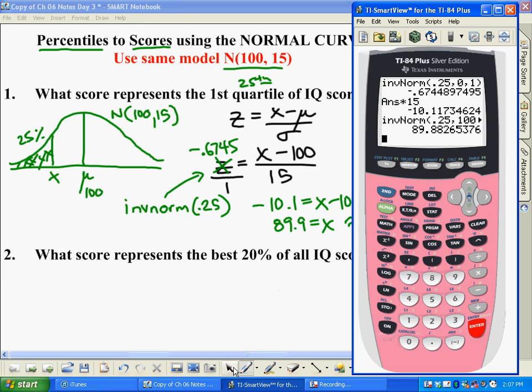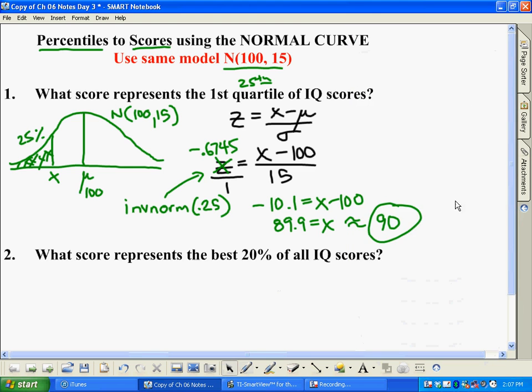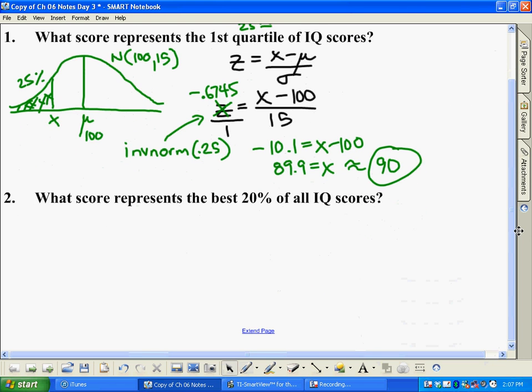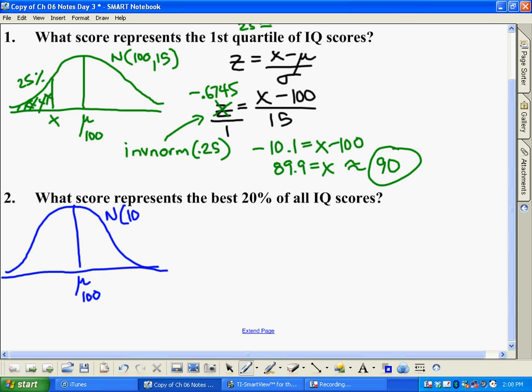Alright, we're going to go on to another problem here. This is problem number 2, and it says what score represents the best 20%? Once again, we always draw a sketch. Go ahead, draw a normal curve. Here's my normal curve. My mu is 100. It's a normal curve of 100 comma 15. The best 20% would be over here somewhere. There's my 20%, and I don't know what x is.